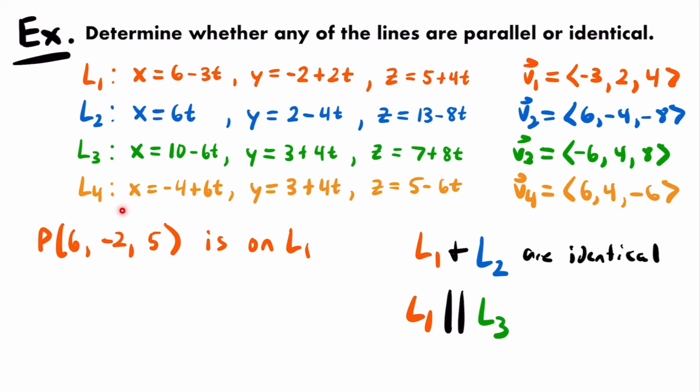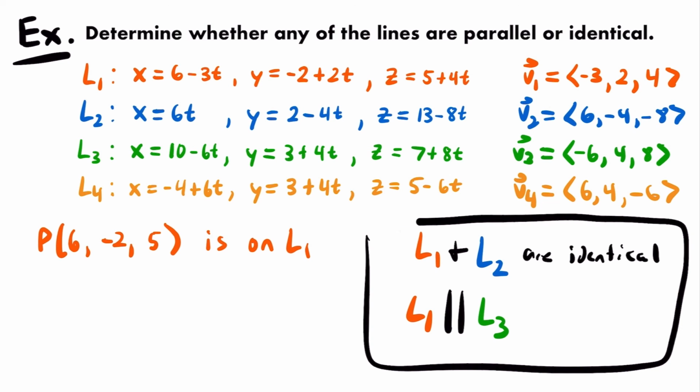We don't have anything to say about line 4 because line 4 was not parallel to any of the other lines, and so line 4 is not included in this conclusion in any way. And so this right here is the final answer to this example problem.